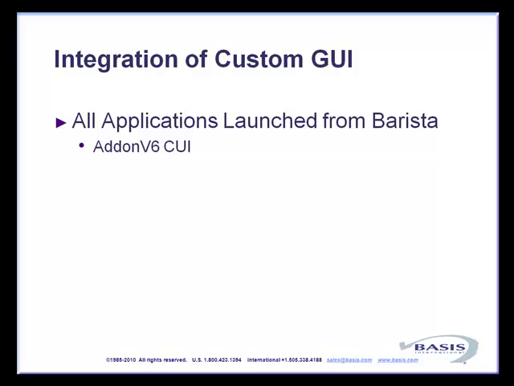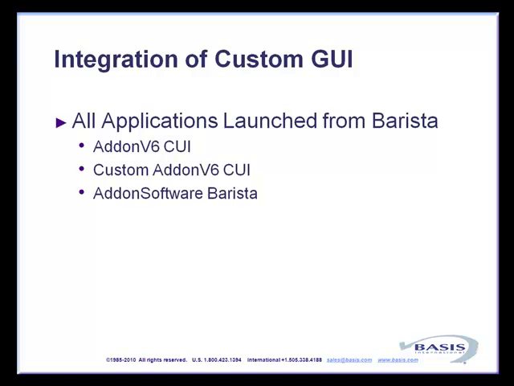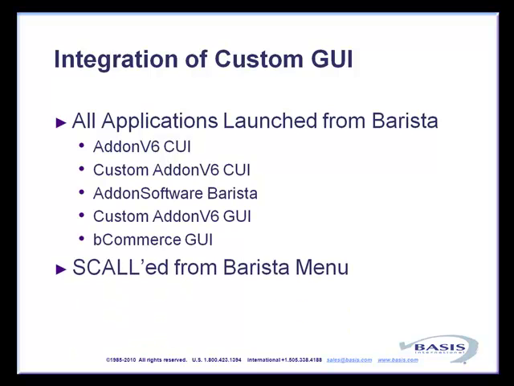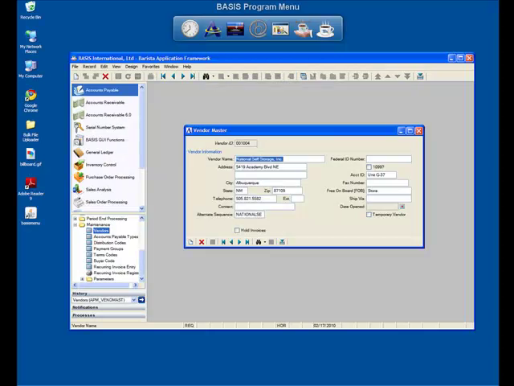Our next step was to integrate the custom GUI modules. So all applications are now launched from Barista: add-on version 6 CUI, the custom add-on version 6 GUI code, like the serial number tracking system, the add-on software Barista module, the custom add-on software version 6 GUI modules that we've written over the years, and our BCommerce GUI module can all be launched from within Barista. And they are launched by calling them from the Barista menu.